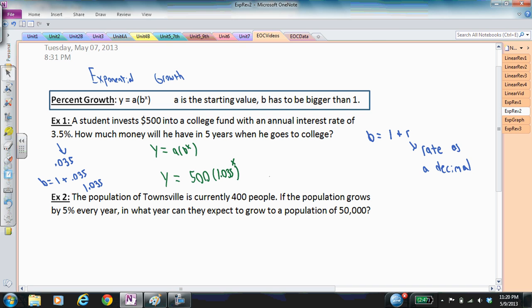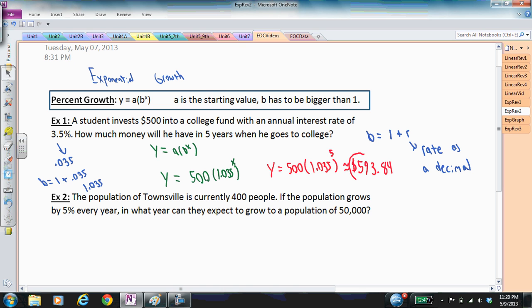Now if we want to know how much money will he have when he goes to college in 5 years, y represents the amount of money, so y is going to be equal to 500 times 1.035 raised to the fifth power, because it's 5 years that we're concerned with. And let's see what that comes out to be if I compute it in my calculator. So pulling out my handy calculator, 500 times 1.035 raised to the fifth power, that comes out as $593, and I'm rounding here, 84 cents.